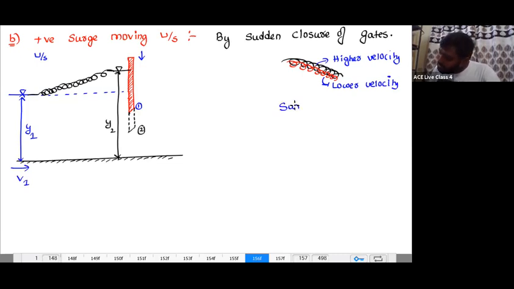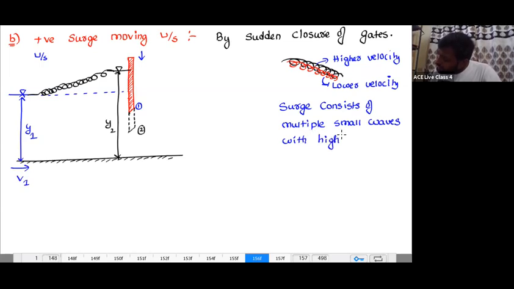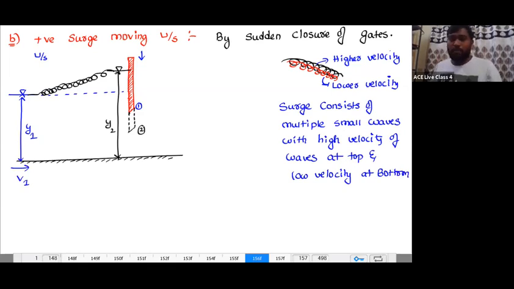The surge consists of multiple small waves with high velocity of waves at the top and low velocity at the bottom. So the surge consists of multiple small waves with high velocity of waves at top and low velocity at the bottom. Okay.